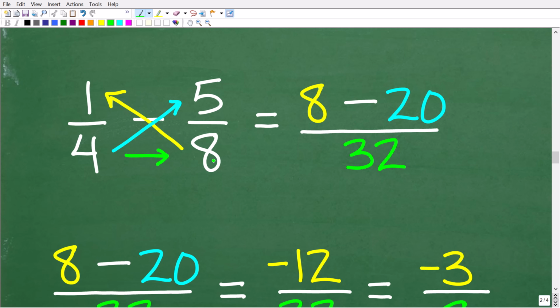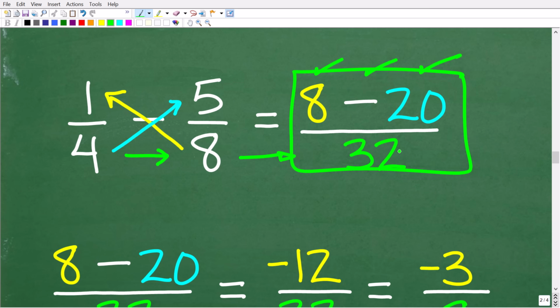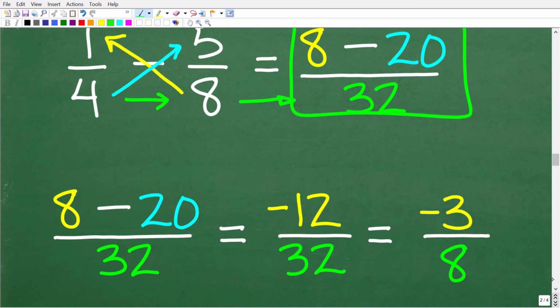So we're going to take 8 and multiply it by 1. Of course that is 8. And we're going to subtract because this is a subtraction problem. If this was an addition problem, we would be adding. Again, we're forming our numerator. So 8 times 1 is 8 minus 4 times 5. This is step 2. That is 20 over 4 times 8, which is 32. And this is our denominator. Now we have 8 minus 20 over 32. So 8 minus 20 is what? Well, this is the same thing as 8 plus a negative 20, which is negative 12.